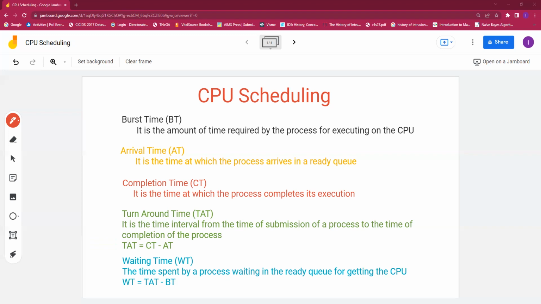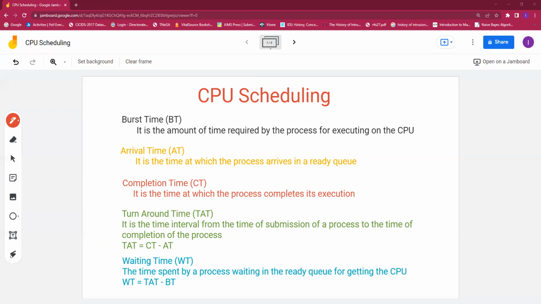Before we get into detail about the CPU scheduling algorithms, we need to know some of the terminologies. The first terminology is the burst time. It is the amount of time required by the process for executing on a CPU. The second is the arrival time. It is the time at which the process arrives in the ready queue.